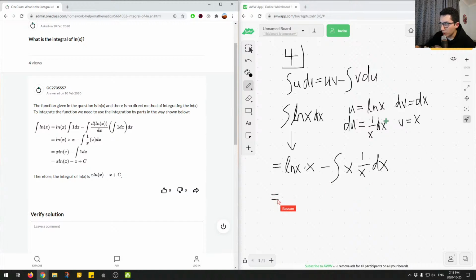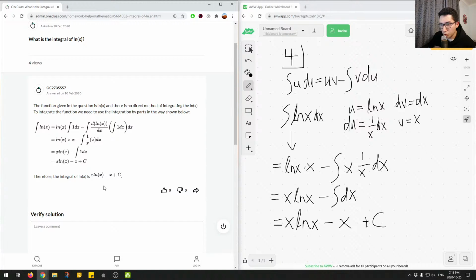Going on, we can see that the x's cancel out, and we're left with x ln x minus the integral of dx. You can see now how this simplified down to a simple integral that we can easily evaluate. The integral of 1 dx is just x. So we get x ln x minus x, and then we have plus c for the constant. You can see how this is useful. It's difficult to evaluate the integral of ln x without splitting it up into integration by parts and then ending up with this solution below.